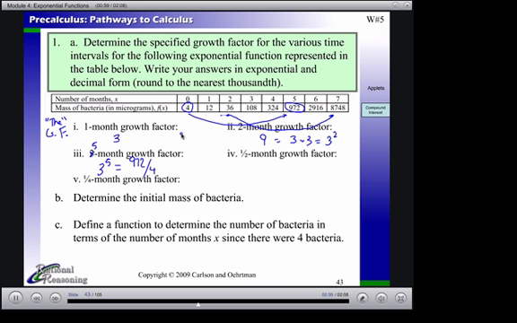Okay? Half-month growth. So does it make sense so far? Okay. Half-month growth factor.